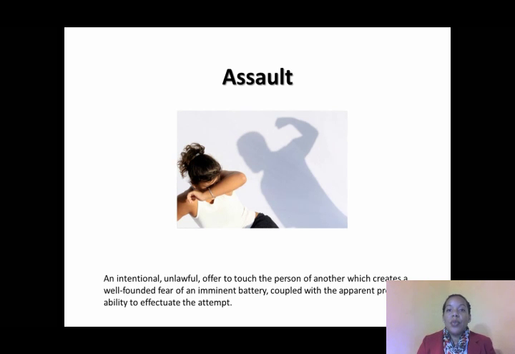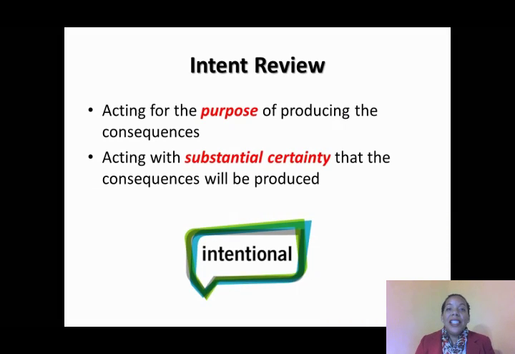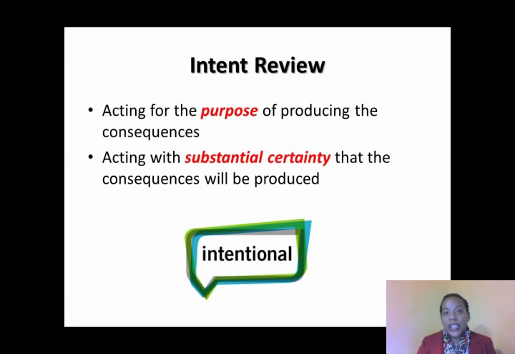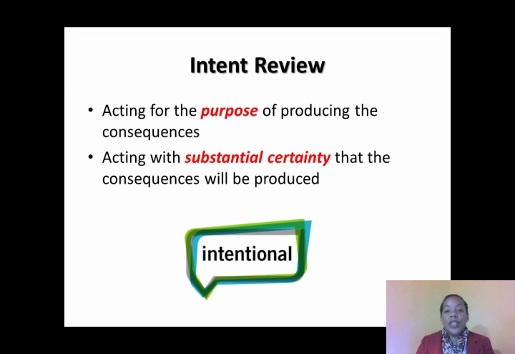Let's break down this rule, and we'll really focus on the first half of the rule. Intent. I'm sure you remember this. So you've read about it now, and you've probably heard Professor Morris talk about it as well. Intent is defined as acting for the purpose of producing the consequences or acting with substantial certainty that the consequences will be produced. In the context of assault, the actor is acting for the purpose of producing apprehension of a harmful or offensive contact, or the actor is acting with substantial certainty that the apprehension of the harmful or offensive contact will be produced.